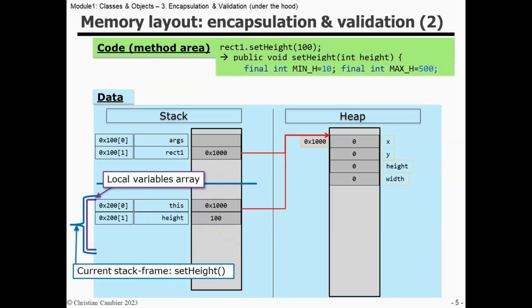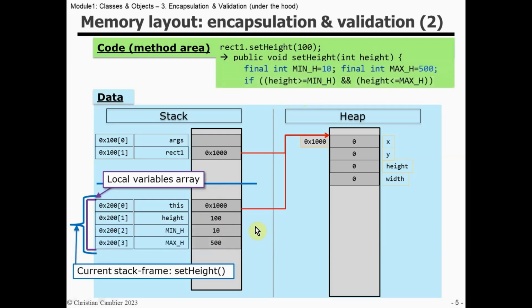Then statements will be executed in the method. First, we allocate 2 local variables, min height and max height. They are added as well to the local variables array. Then the actual validation statement. And the only variables we'll use are those of the current stack frame. So if height, this one, 100, is greater than or equal to min height, 10, that is true. And the height, so the same 100, is less than the max height, 500, which is true, then we are going to perform the assignment.